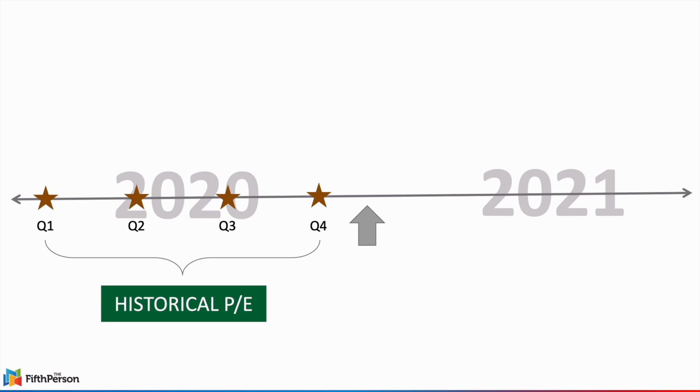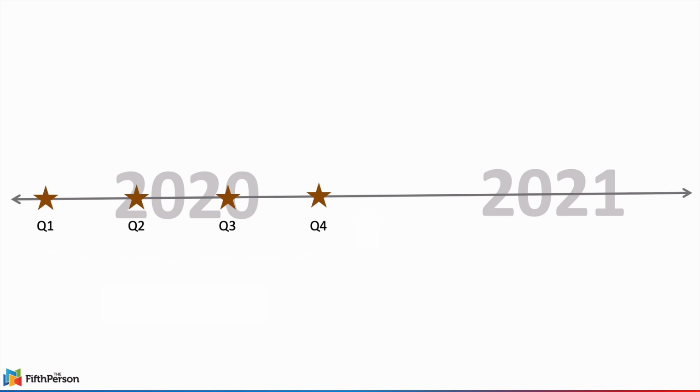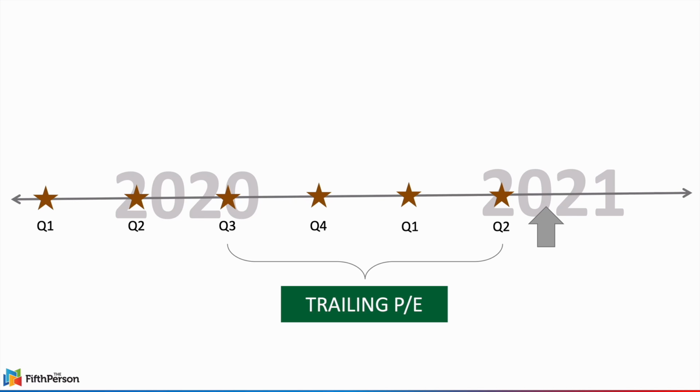And trailing PE is basically taking the latest 4-quarter earnings result. So for instance, Alphabet came out with their latest first quarter and second quarter results. So basically right over here, first quarter and second quarter. So the trailing ratio takes the latest share price divided by the latest 4-quarter result. So this is your trailing ratio.